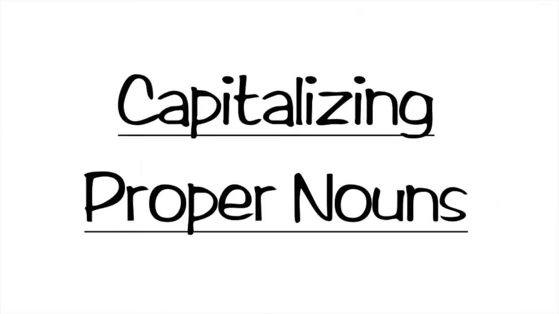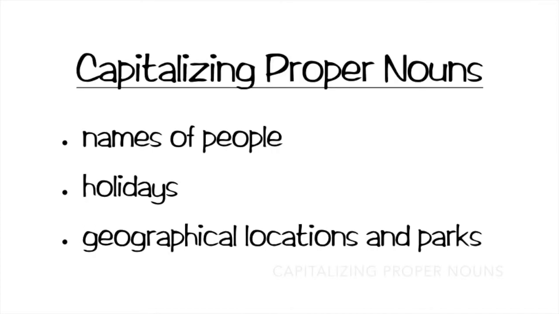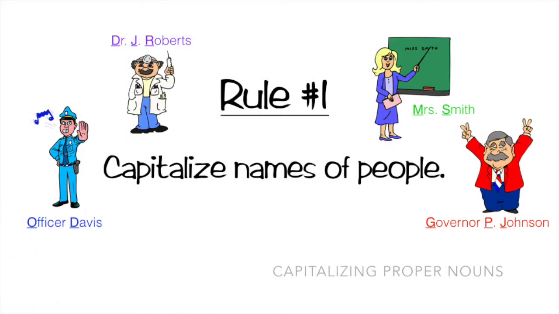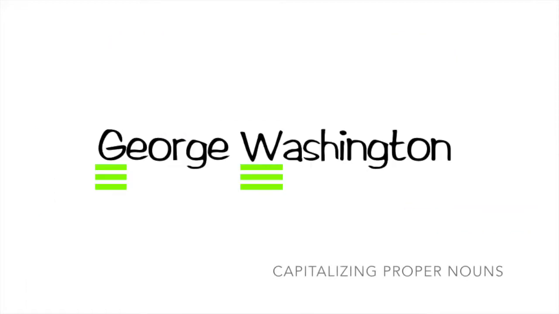Next is capitalizing proper nouns, where the student will learn capitalization rules for names of people, holidays, and geographical locations and parks. The first rule we will look at is capitalizing names of people. Our first example is George Washington. The G and W, which are the first letters of both names, are capitalized.